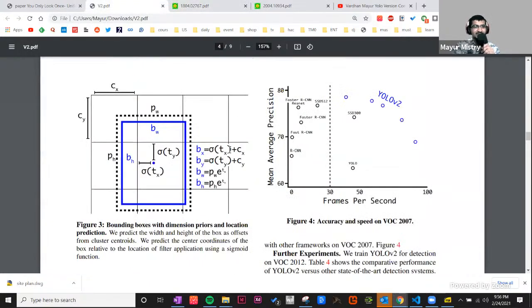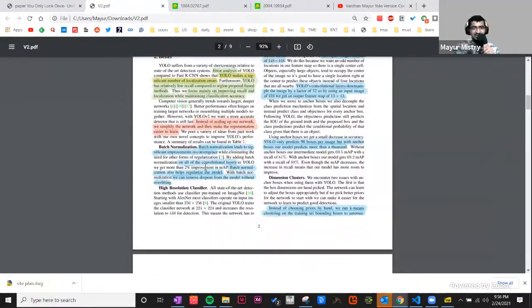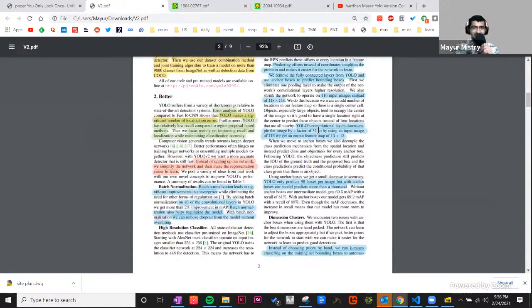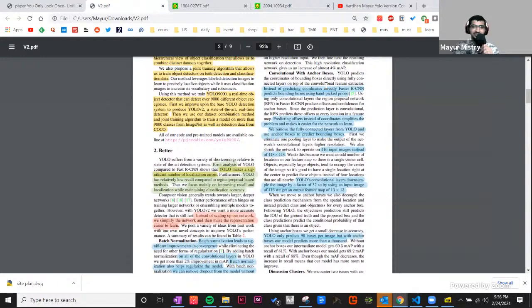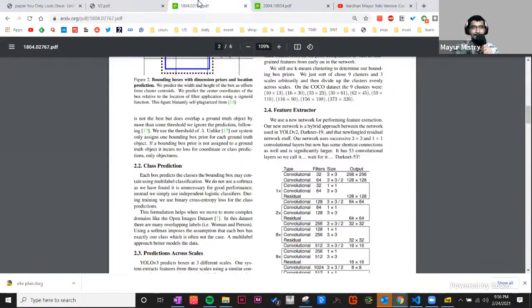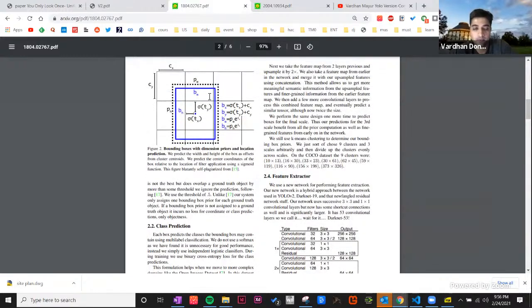In V2, I think a few important things were batch normalization. Instead of 224 by 224, they were doing classification at 448 by 448, and the introduction of anchor boxes. Those were the factors that helped increase the mAP.